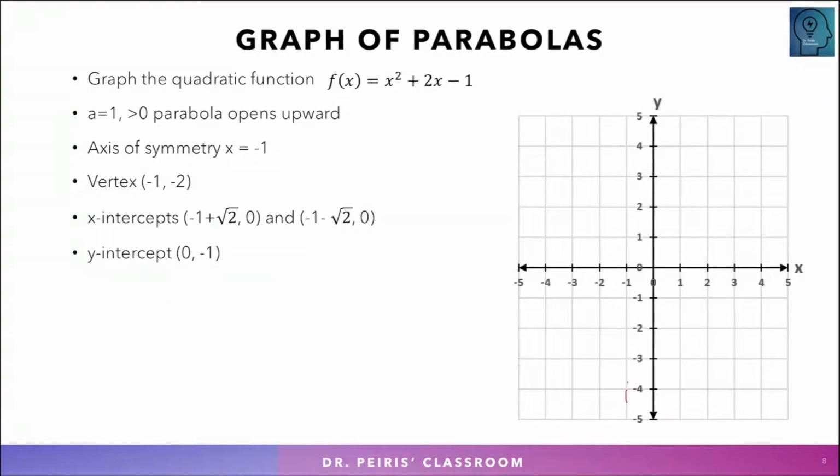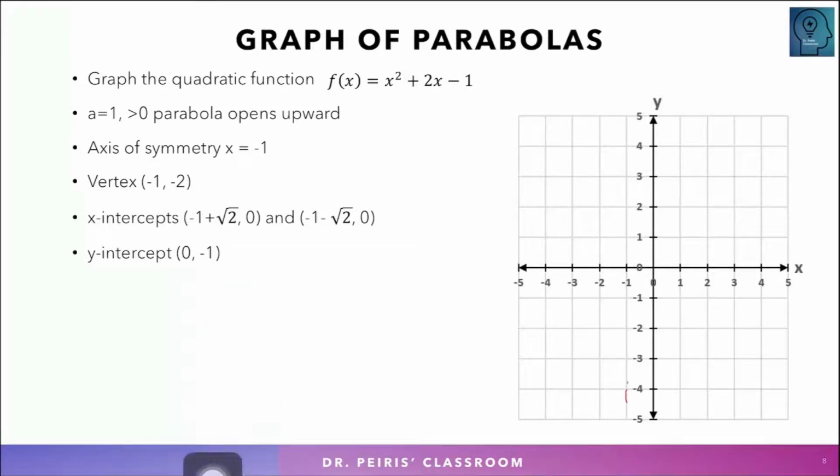Now we have everything that we need to make the graph of the parabola. The first thing is to determine whether the parabola is going to open up or down. We need to look at the value of a, which is equal to 1, which is greater than 0, which means the parabola opens upward. Now everything else we found, you can basically mark these points and the axis of symmetry on the graph. Then we can draw the parabola.